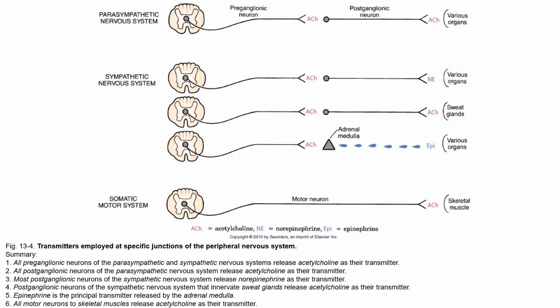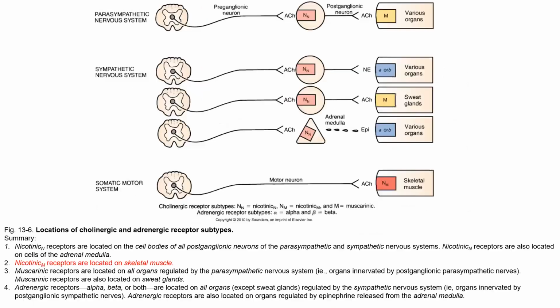Now the sympathetic nervous system is controlled by both acetylcholine and norepinephrine. Acetylcholine is mainly in the ganglion, and at the postganglion it's either norepinephrine or acetylcholine. Sweat glands are completely controlled by acetylcholine, and the adrenal glands by acetylcholine and epinephrine.